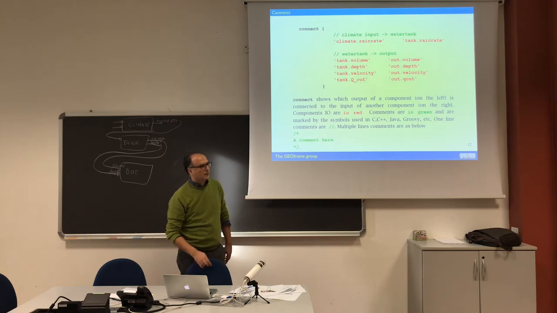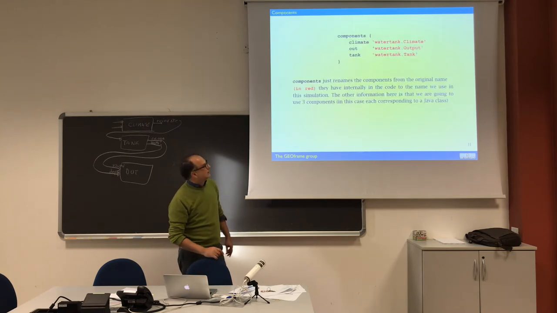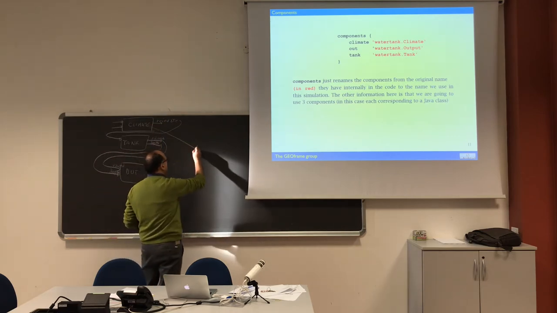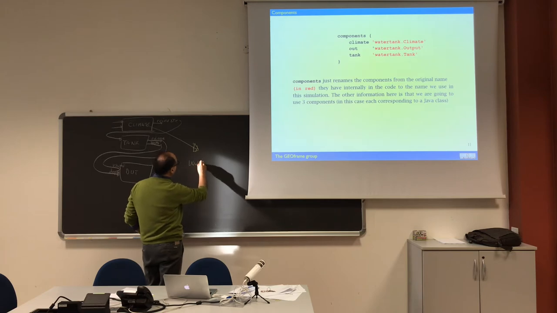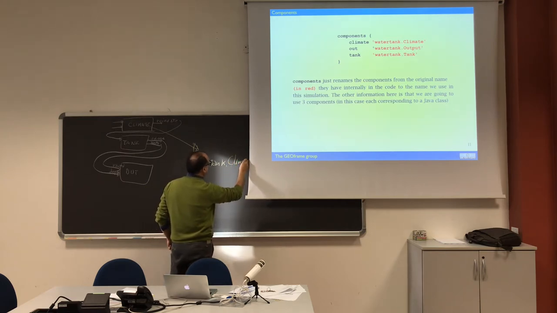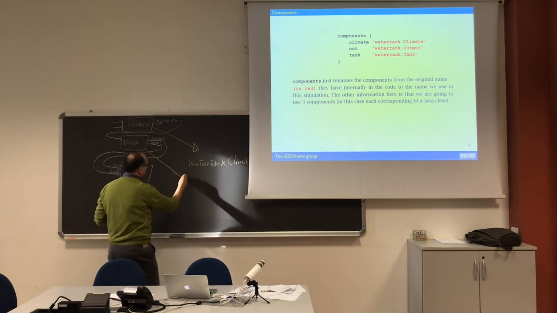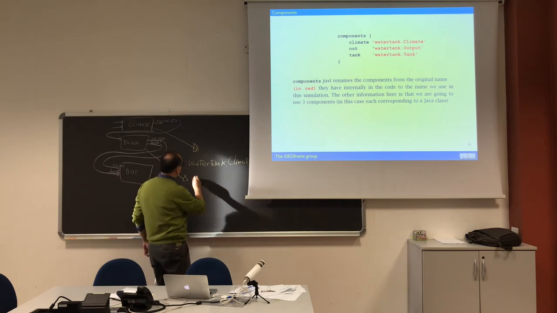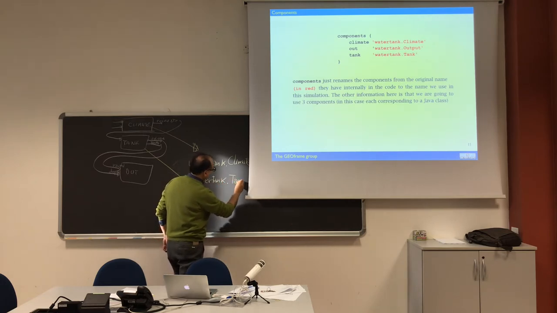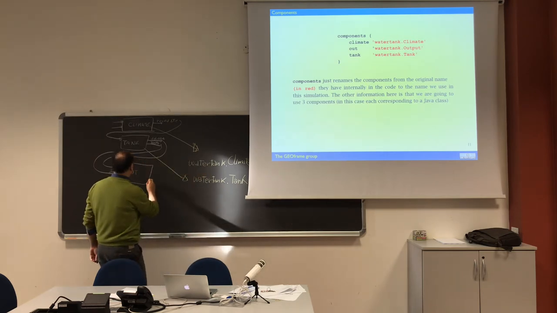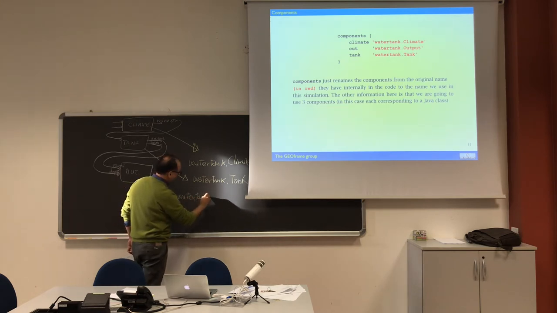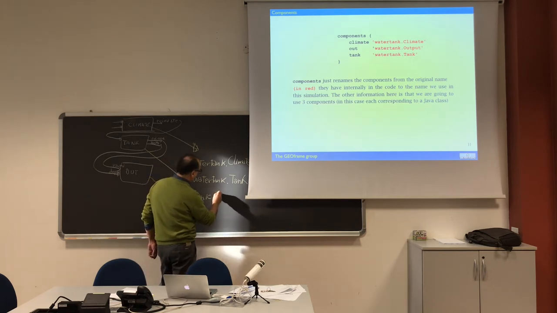No, I'm sorry, probably, can you see the previous slide? Just climate, tank and output? Climate, tank, the component climate, okay. The component climate is internally called water tank dot climate. Instead, the tank component is internally called water tank dot tank. And the output component is called water tank dot output.